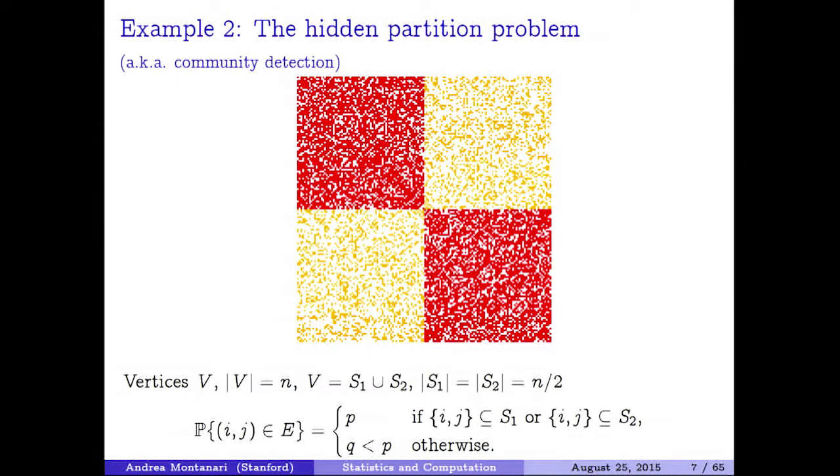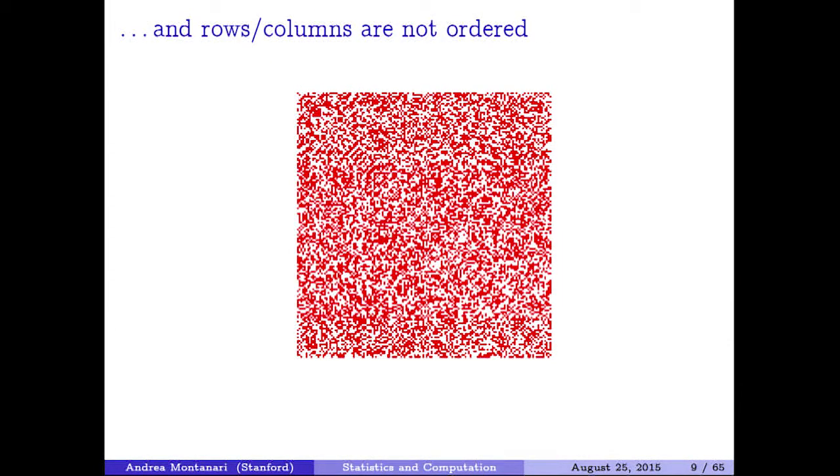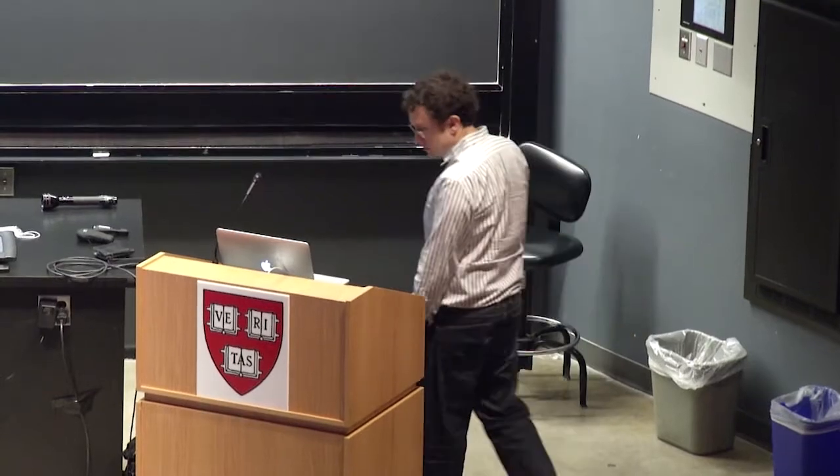Okay, and the other example is the hidden partition problem. Here I generate a graph with 2 subsets of n over 2 vertices. So I partition it arbitrarily into n over 2 vertices, and then I connect any 2 vertices inside each side of the partition with probability p, and across the partition with probability q less than p. And the problem is to find the partition given 1 realization of such a graph. And of course, the entries are not colored and they are not ordered. Right? So these are two very simple problems to state. This is why I like giving this talk.